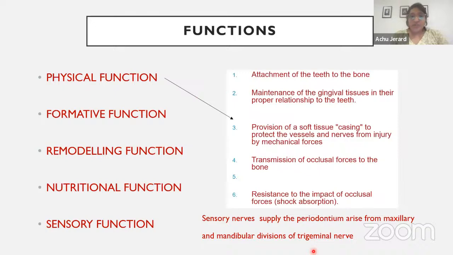Then you know about the function of PDL also. It is mainly shock absorbing, and it anchors the tooth within the socket. That is the major one, and it transmits occlusal forces. So mainly it is shock absorption. It also has a sensory function because it has nerve endings. These nerve endings emerge from the trigeminal nerve, the maxillary and mandibular branches. And it has other functions, formative, remodeling, and nutritional, because of the cells. It has both synthetic and resorptive cells, so it has formative and remodeling function.